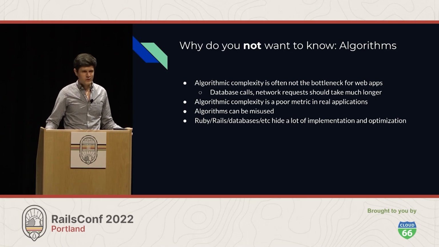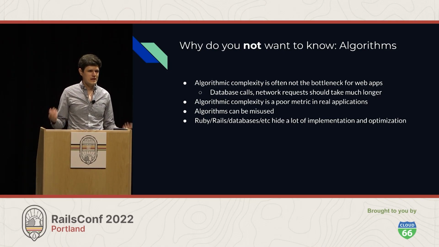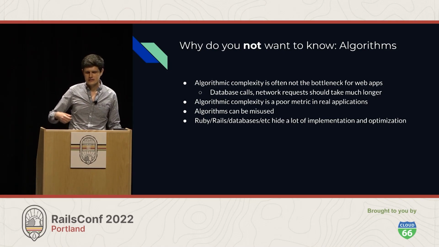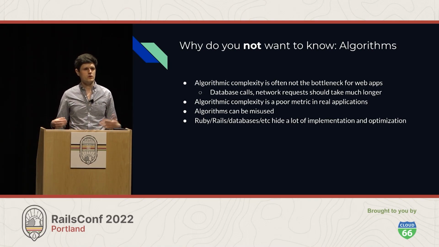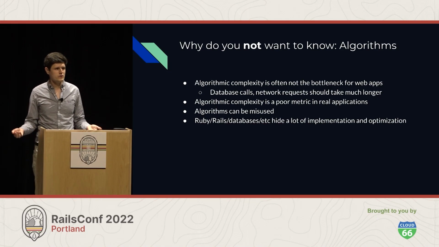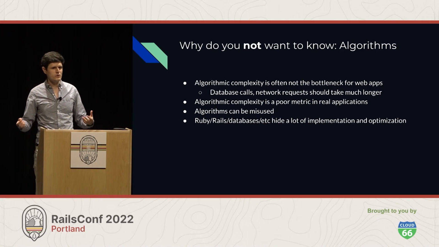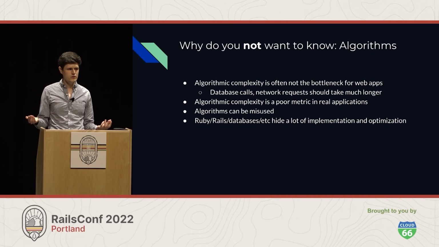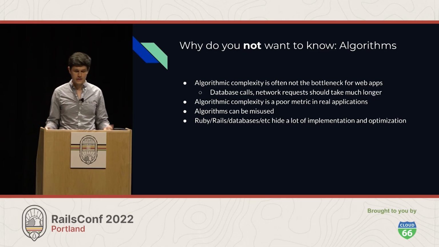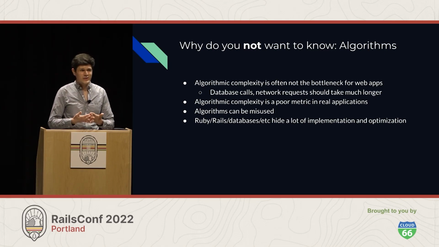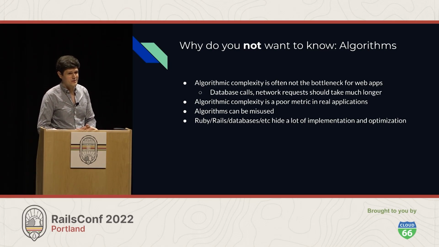At the same time, though, algorithmic complexity is oftentimes not our number one bottleneck. Things like reading and writing to a database or looking at the file system, sending requests over the network, intrinsically take a fairly long time. So if we're super focused on just looking at the complexity of our code, we might miss out on those more important bottlenecks. Also, algorithmic complexity is a pretty bad metric as far as metrics go.